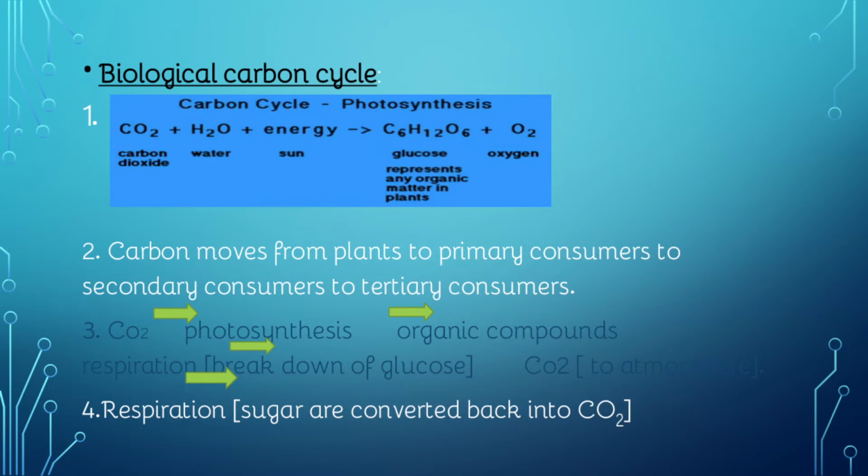Carbon present in plants moves to animals that eat them. Animals that eat other animals get the carbon from their food too.